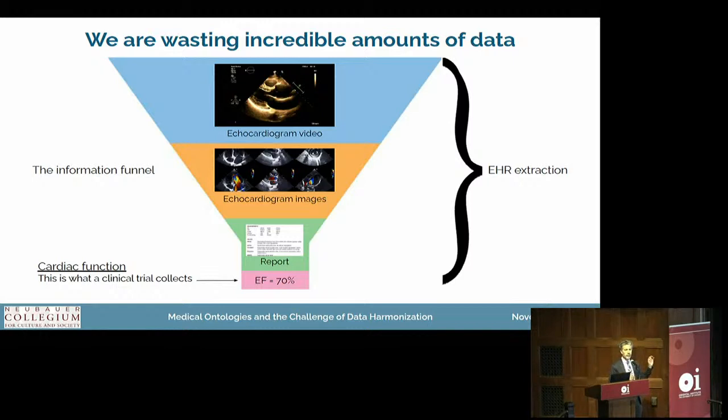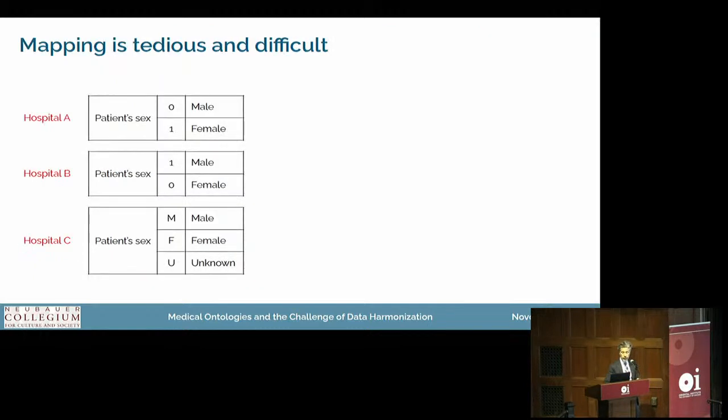Why can't we save the information? Why can't we keep that video so that 10 years later, somebody who wants to study, say, the valves of the heart, can do that study instead of being stuck with this ejection fraction as the only indicator of the heart function for that kid?